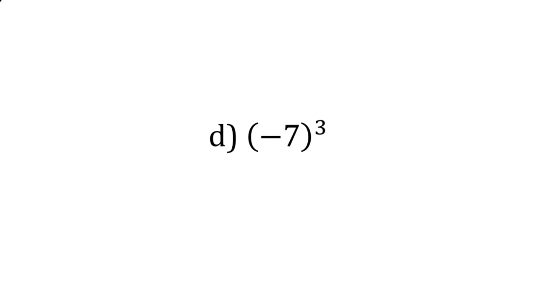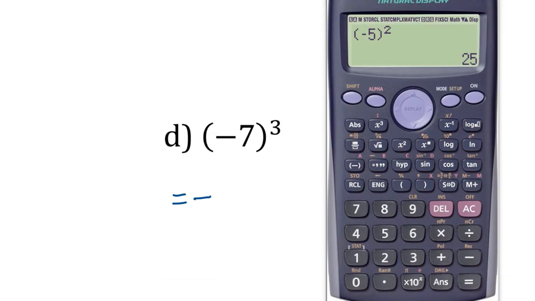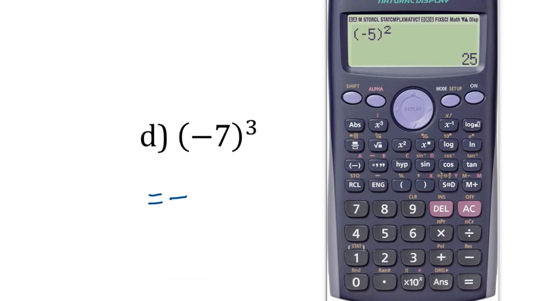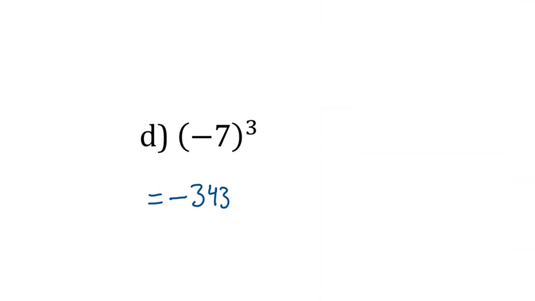And what about this last one? Don't shout it out, please. Negative 343. So again, 7 cubed, can you do that in your head? Probably not, right? So 7 times 7 times 7, 343. Very good. Any questions about that?